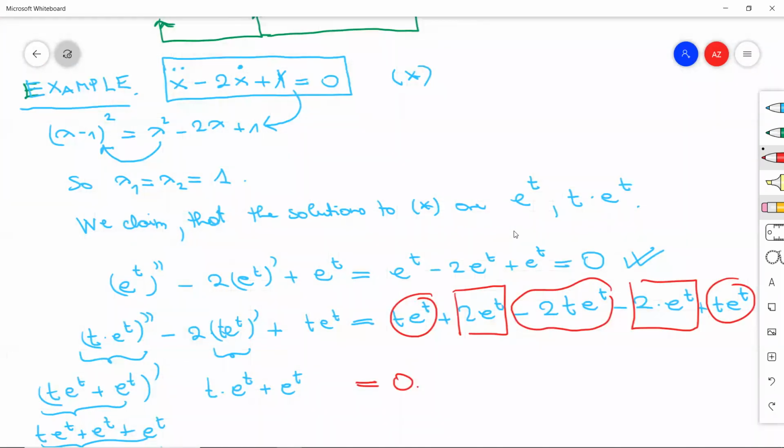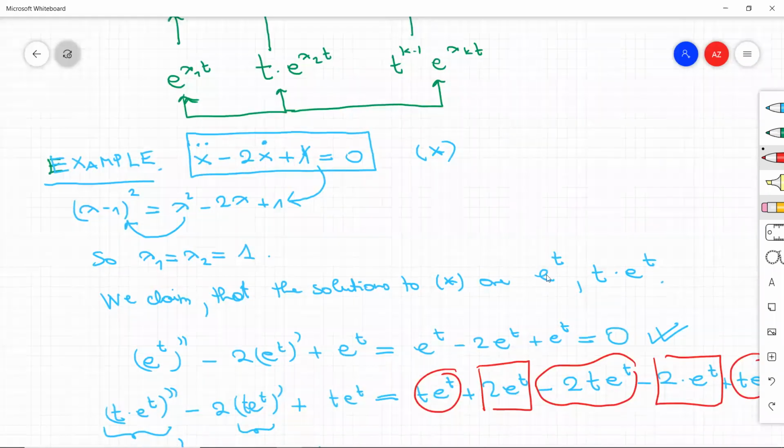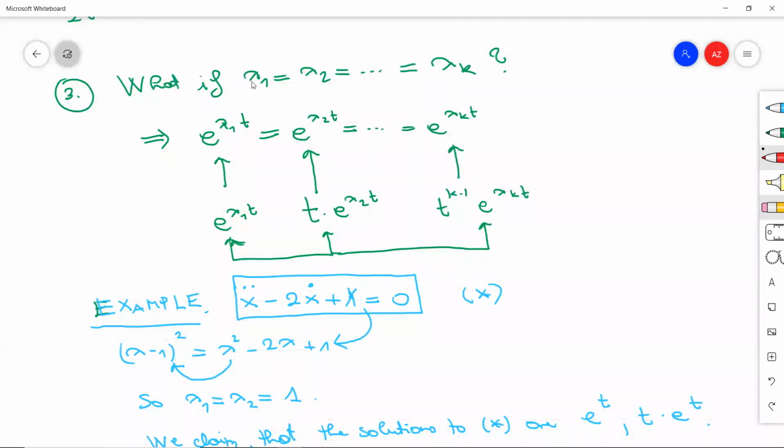And by a similar calculation, only in a more general way, we can prove this fact: if we have an eigenvalue or a root of multiplicity k, then the solutions are exactly e to the root times t, and then also t to the power of something smaller than the multiplicity, times e to the power of the root times t.